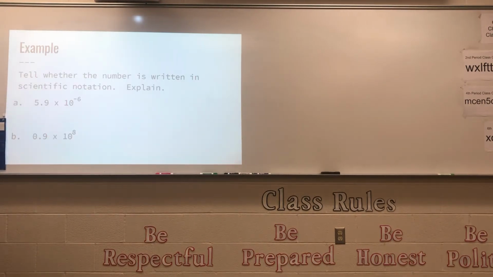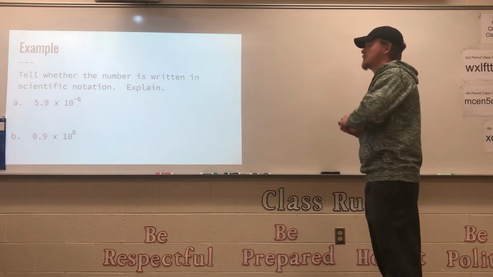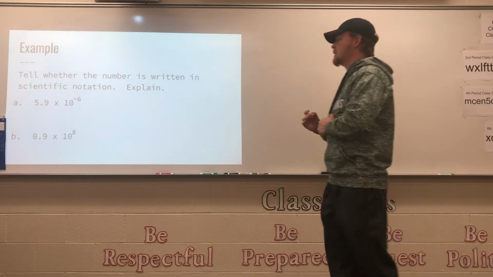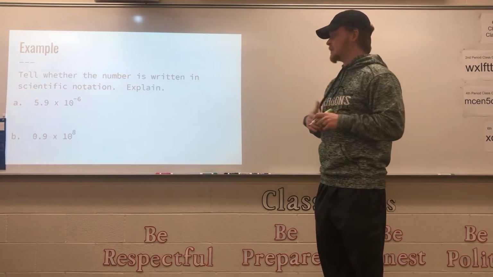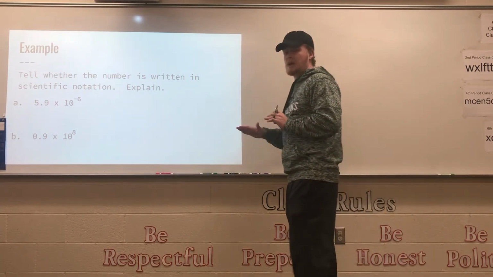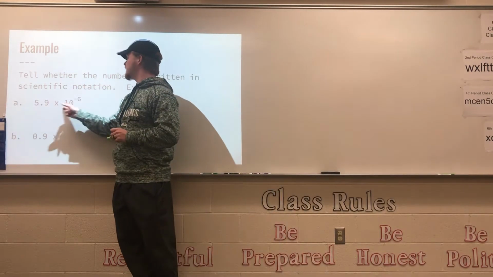Okay, so let's look at a couple examples of things they might ask us to do in this section. Here it says, tell whether the number is written in scientific notation or not. Explain. If you real quickly look at this, you'll say, yeah, they're both in scientific notation, but you have to be careful. So part A, 5.9 times 10 to the negative 6.